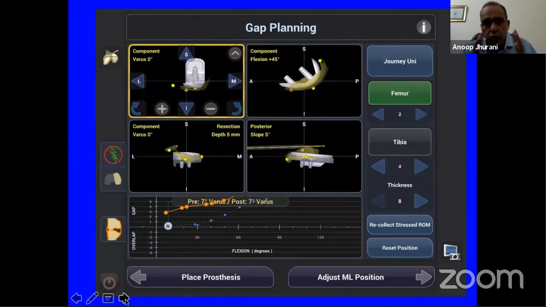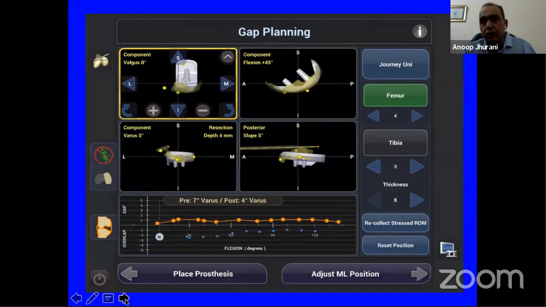I'd like you to draw your attention to the orange line. The orange line is way above the midline. That means this knee is very lax. And this is very valuable information that the robotic arm gives us that normal conventional feeling doesn't.